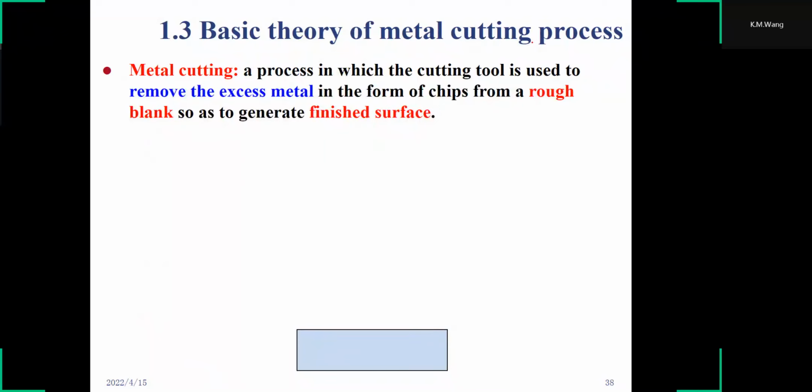At first, what is metal cutting? Metal cutting is a process in which the cutting tool is used to remove the excess metal in the form of chips from a rough or blank so as to generate a finished surface.